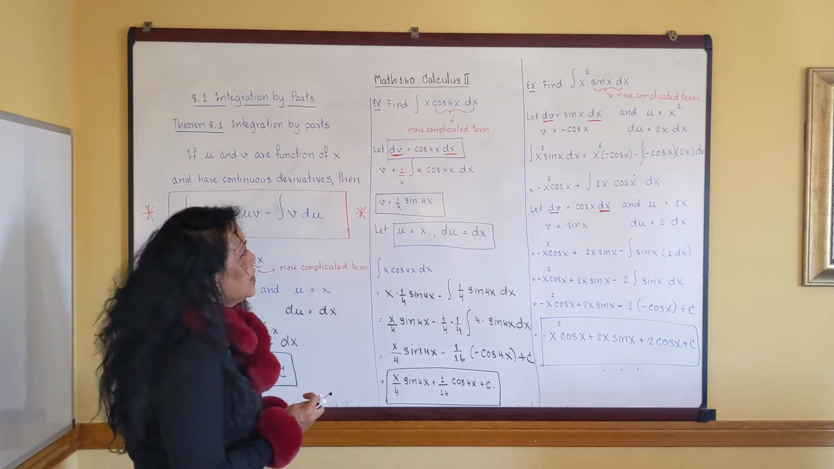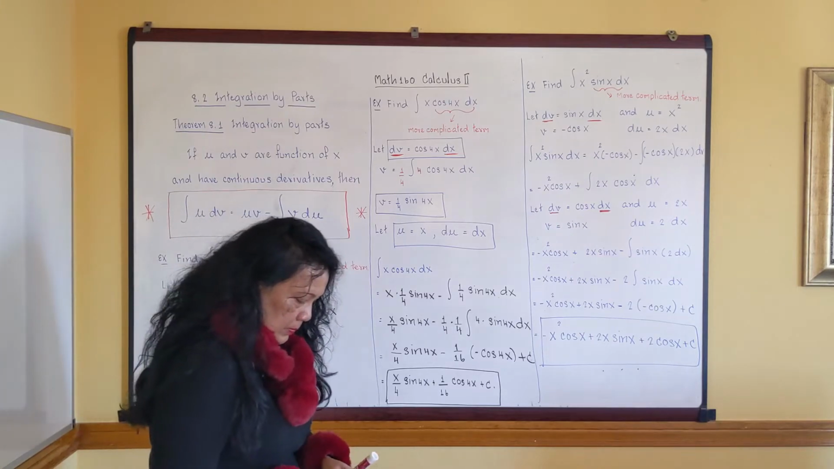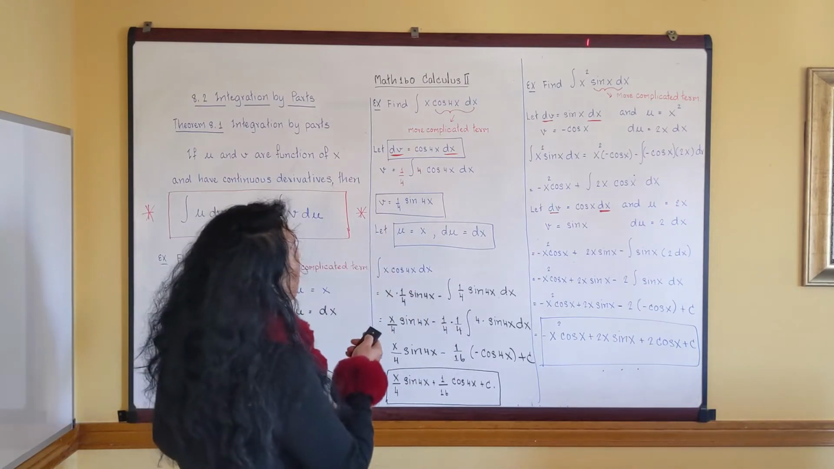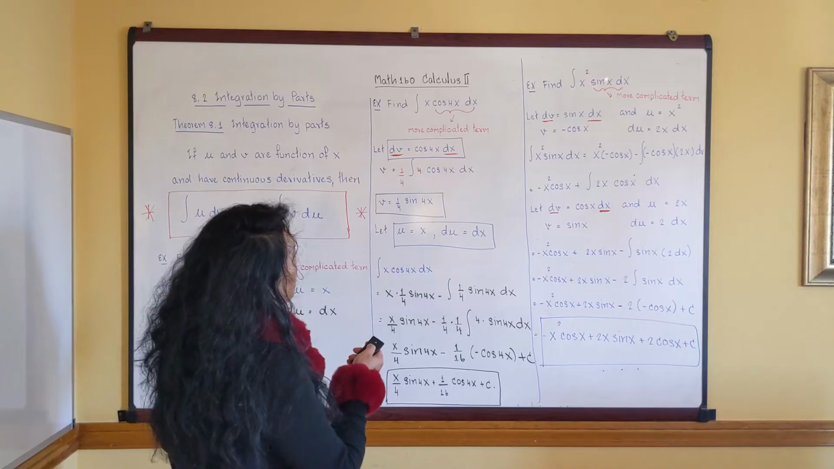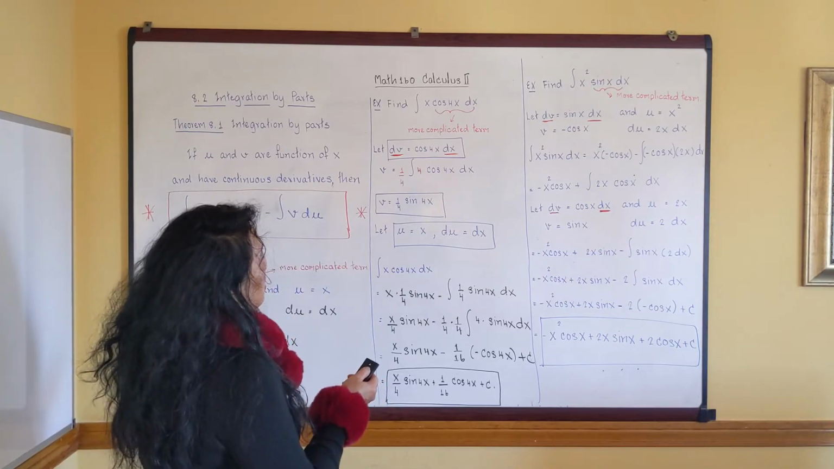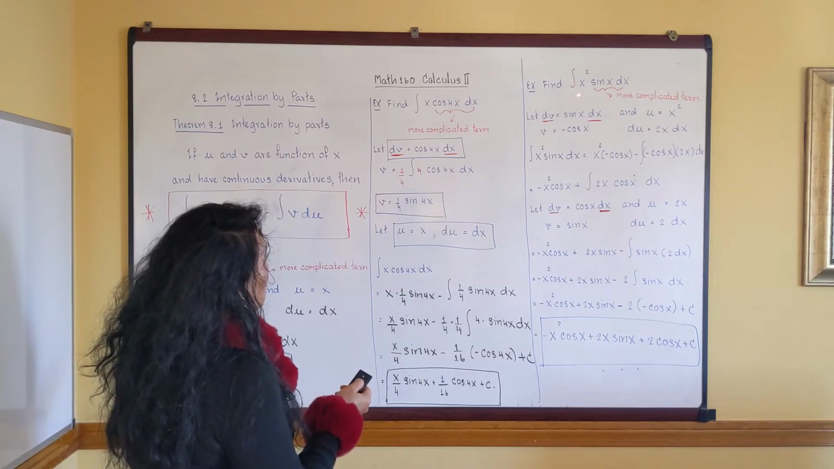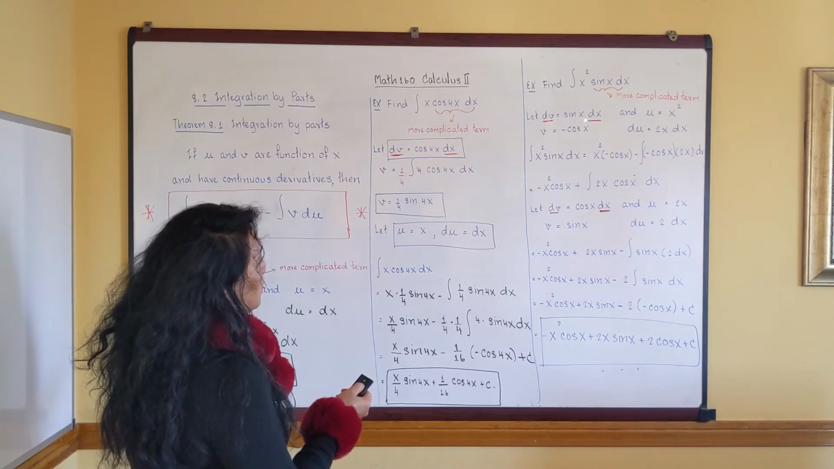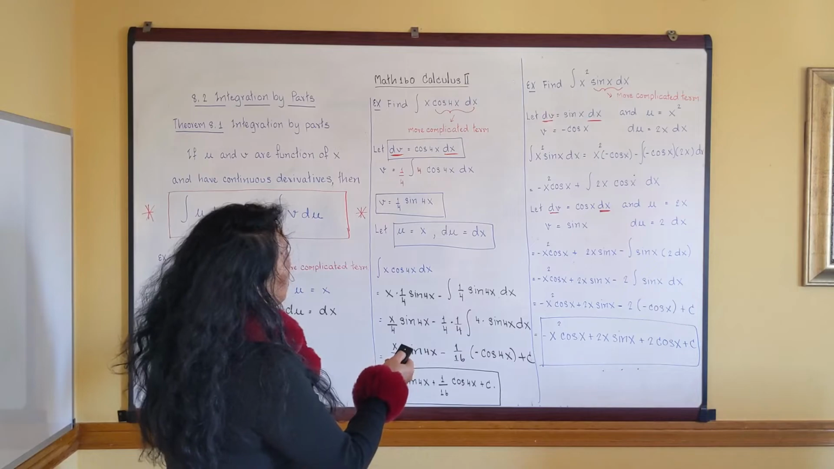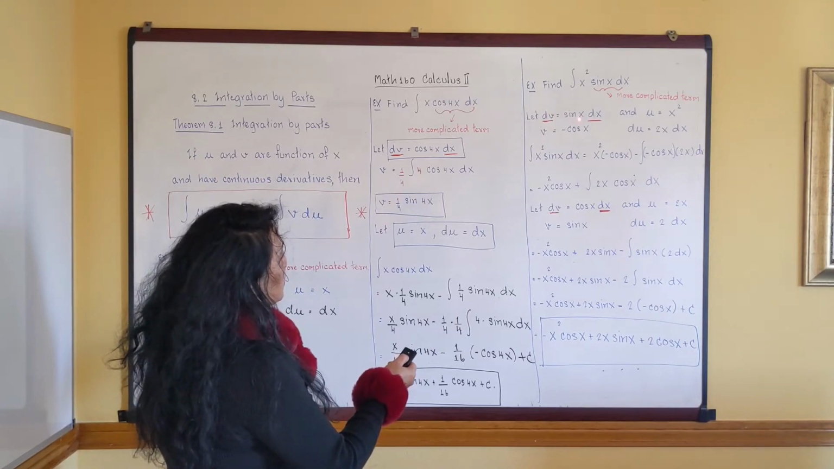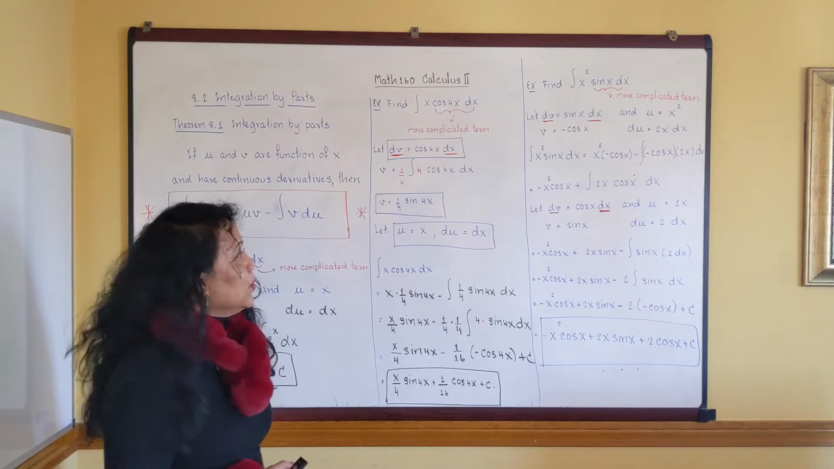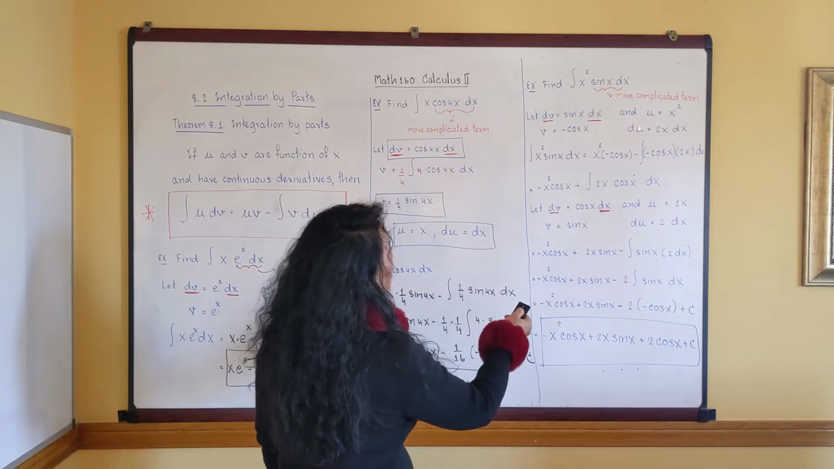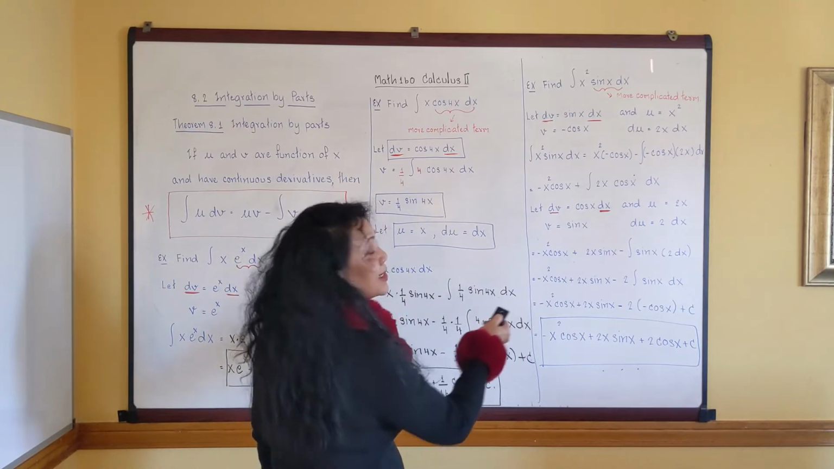Let's look at the next one. I have the integral of x squared sine of x dx. Same idea. I want to write one of them as u and one of them as dv. The complicated one here will be my dv, which is sine of x dx. Take the integral on the left hand side, you get v. The integral of sine is negative cosine. So my u has to be x squared. The derivative of x squared is 2x dx.